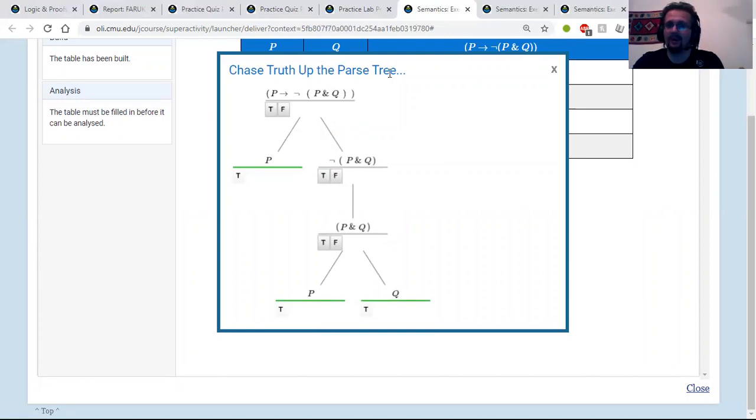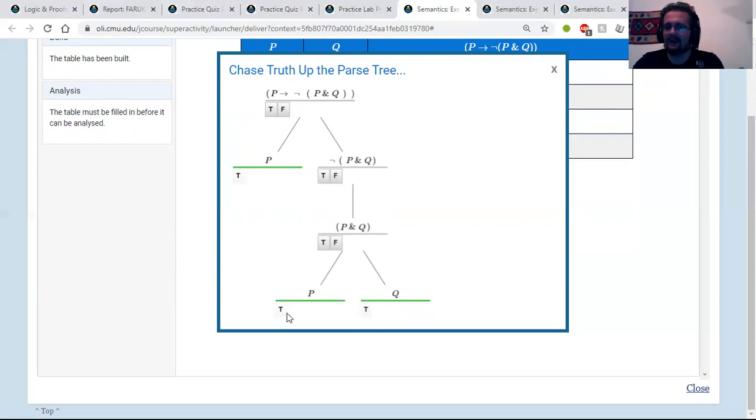Now you should remember this parse tree from the previous chapter, right? This is all we were doing, constructing these things. And what you want to do is start all the way at the bottom of the parse tree, and then look at the phrasing here, chase the truth up the parse tree. So you start off down here, and then you work your way all the way up until you have that one function left, then you plug that in.